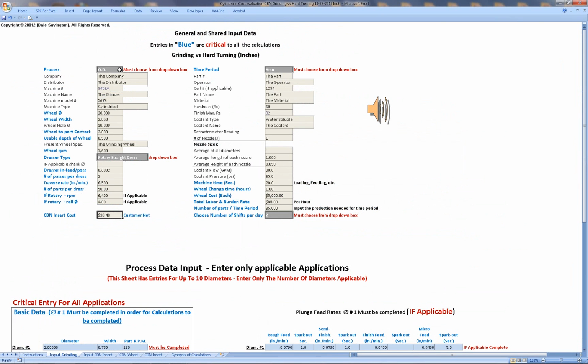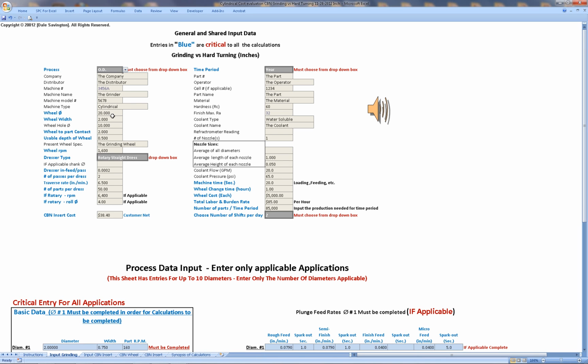Our first choice is whether we're going to be doing an OD or an ID. I've chosen OD. Remember, all the blue font cells are the ones that are musts as far as input. Any of the black font cells are optional. The next important input is wheel diameter. We have chosen 20 inches.